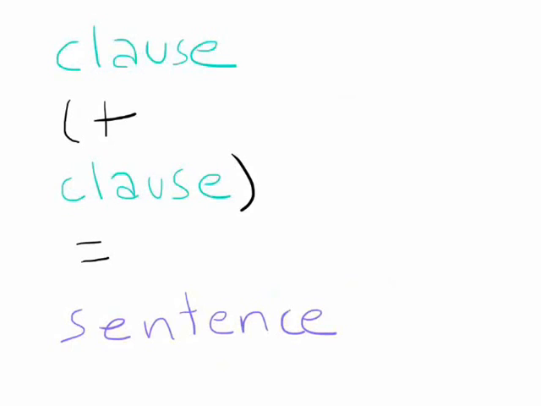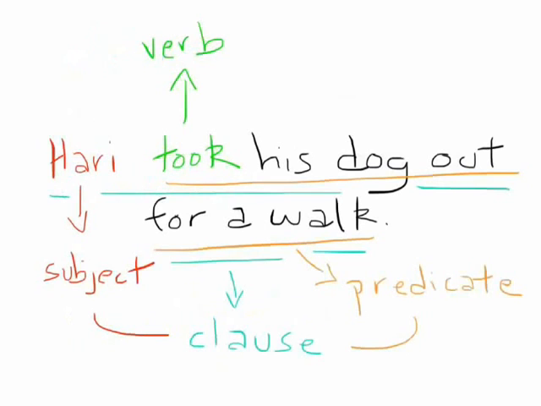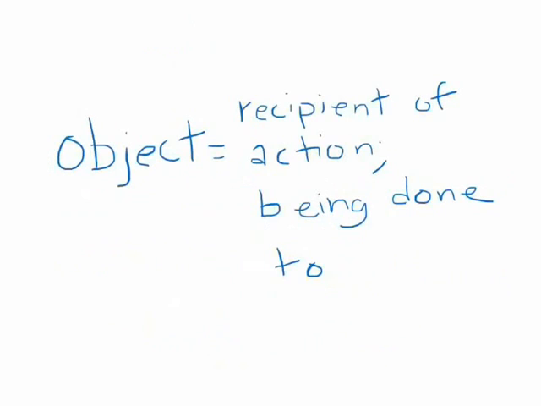But let's get back to the original sentence now. We have to discuss the object. Hari is walking the dog. The dog is being walked. This makes it, the dog, the object of the sentence.